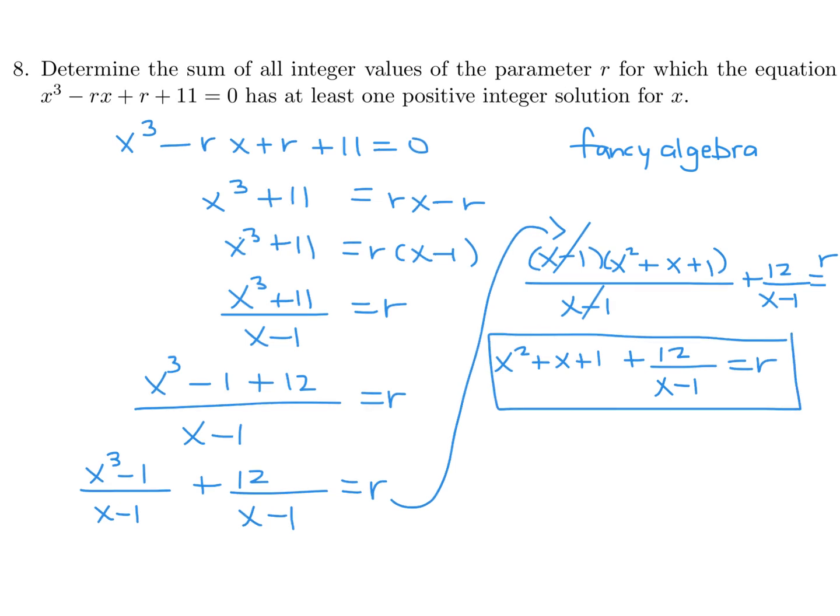Now, no matter what integer x is, see, x is a positive integer, right? This part will remain an integer, so we don't have to worry about that. But in order for r to be an integer, this has to be an integer also. So we have to figure out what values of x make that an integer.